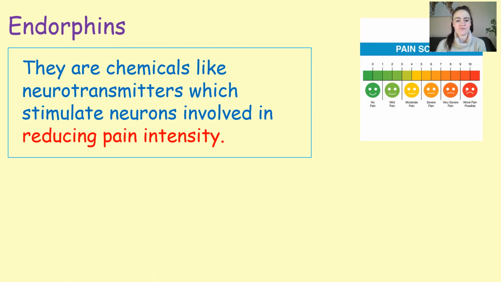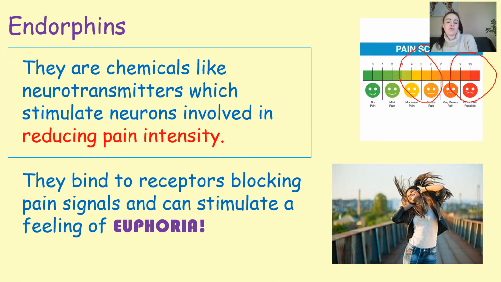So endorphins first of all. Actually, they're not neurotransmitters. They are chemicals that are like neurotransmitters, and they are basically involved in reducing pain. So without the endorphins, you'd be feeling a great bit of pain, maybe up on a scale at 9 or 10. And then when the endorphins are released, it's going to bring the pain down maybe to more moderate pain. Basically how they work is they bind to receptors blocking the pain signals, and they also stimulate a feeling of euphoria, which is intense pleasure and happiness.